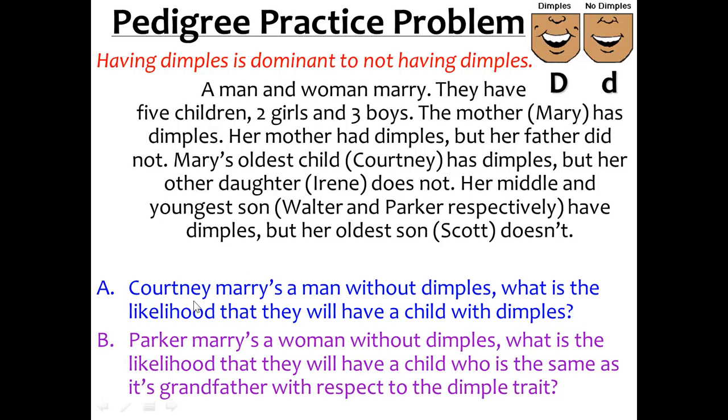All right. Then B says, Parker marries a woman without dimples. What is the likelihood that they will have a child who is the same as its grandfather with respect to the dimple trait? So that means you have to look and find out, one, who Parker is first, if he has dimples or not, know that he married a woman without dimples, and the question is asking, will the child be the same as his grandfather with having dimples or not? So find out if the grandfather had dimples or not.